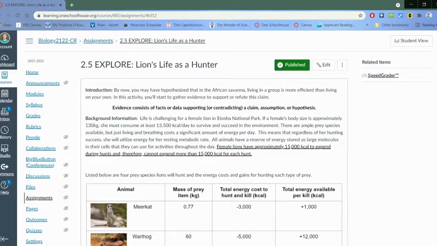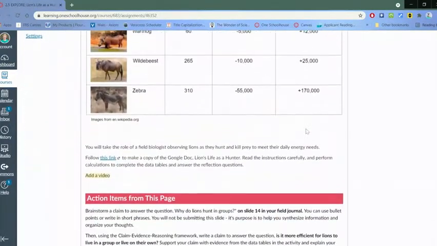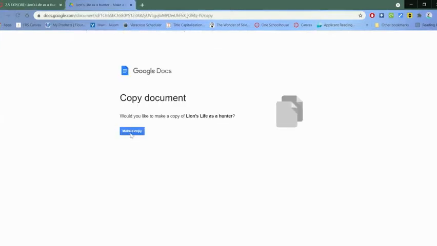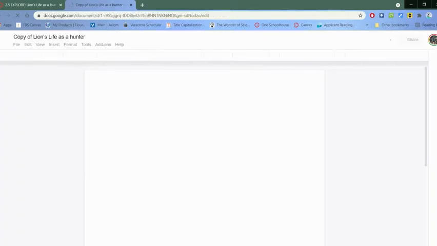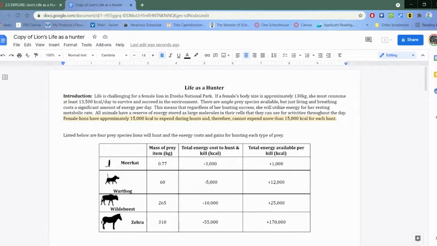As you complete this assignment, read through the information at the top of the screen, and then you're going to want to click on the link to open up a Google document. Automatically, it's going to ask you to make a copy, so go ahead and click Make a Copy. If you get any sort of errors at this point, make sure you are logged in to your Google account, whichever account you're using, if that's a school account or a personal account.